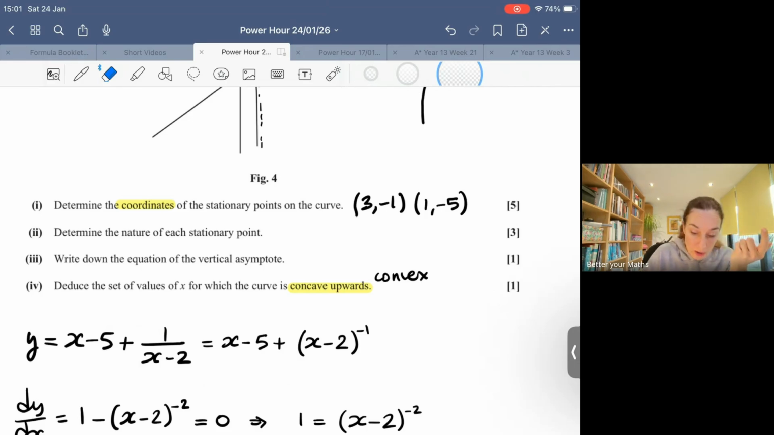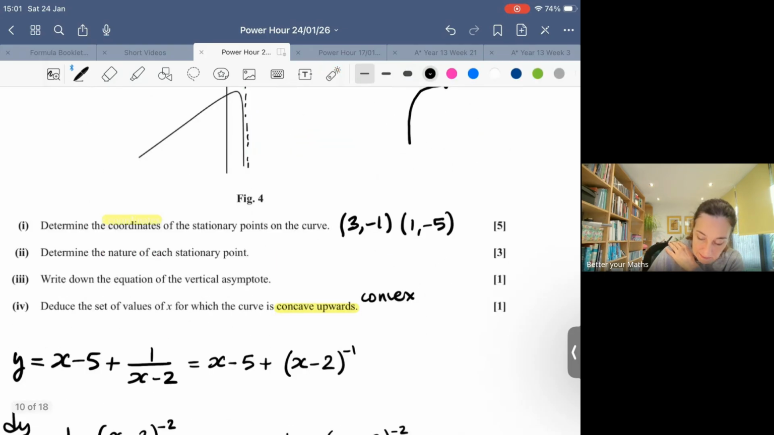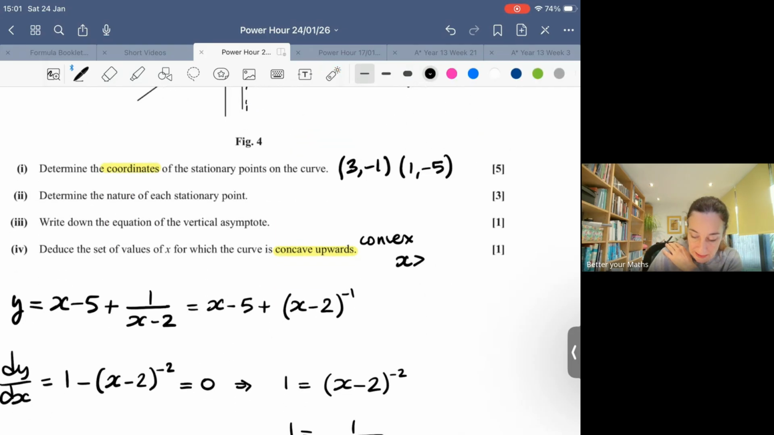So we are looking for second derivative positive. Or, because we have the graph and we know what the asymptote is, here the graph is convex or concave upwards. So we are talking about this branch here. We don't have to calculate anything because we know our function here is convex. So we are going to say x greater than 2. Just that. We don't need to calculate anything. x greater than 2.